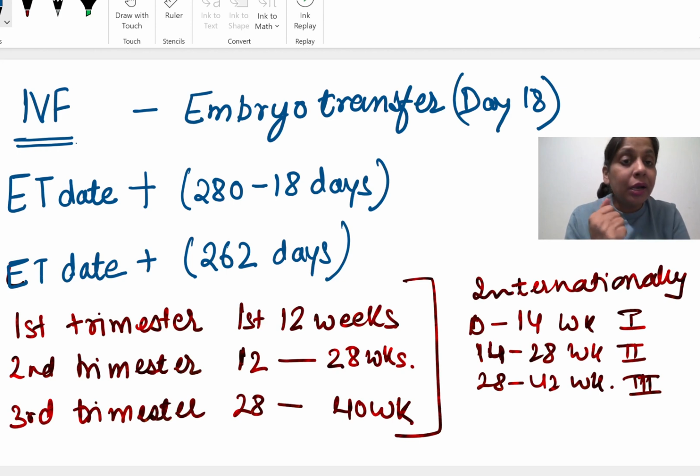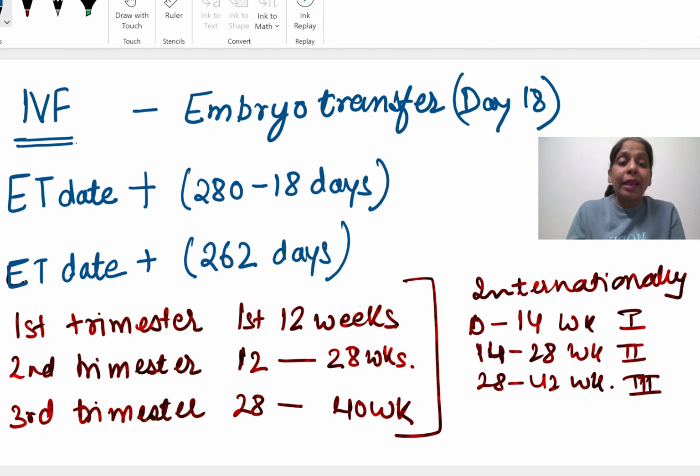So here, what we do is, on the embryo transfer date we add 262 days. How do we get 262? Simple. We know that the embryo is transferred on the 18th day. 280 days minus 18 is 262. So that is how we get the EDD.